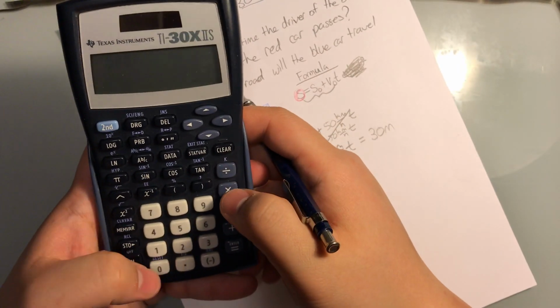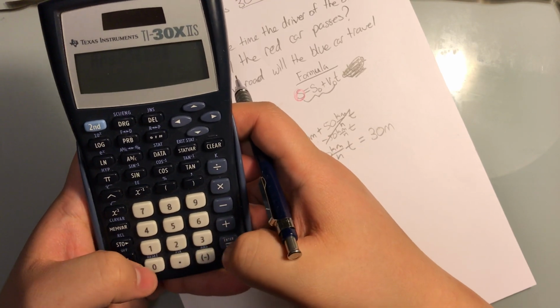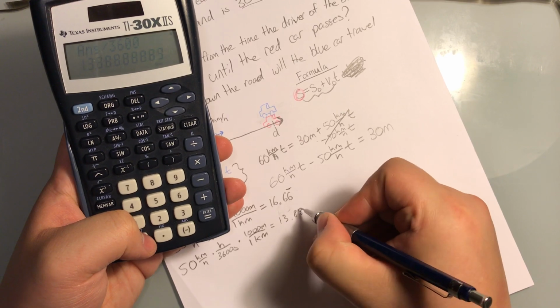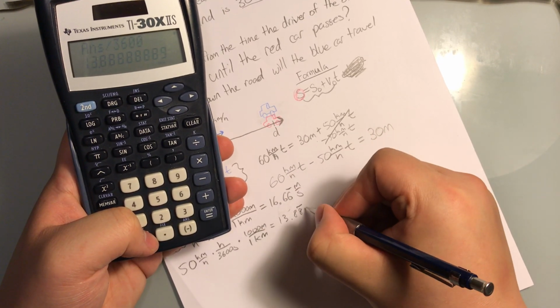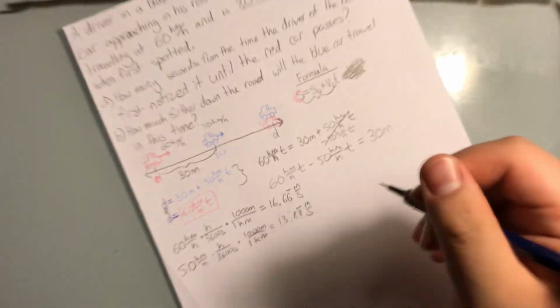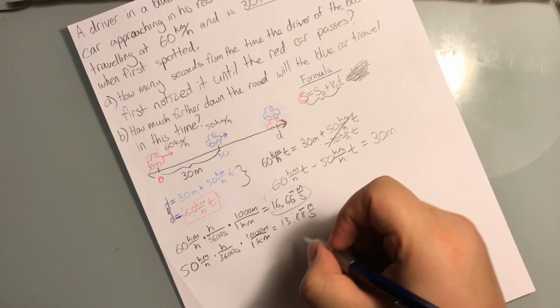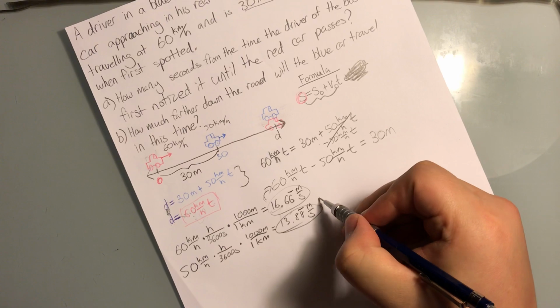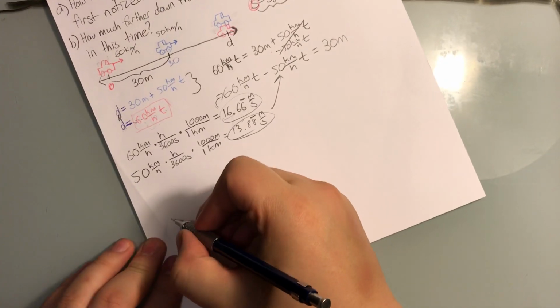So that's 50 times 1,000 divided by 3,600. Okay, get 13.88 forever. And this is in meters per second. So I'm gonna just substitute this into this, and this into that. So what's our new equation?